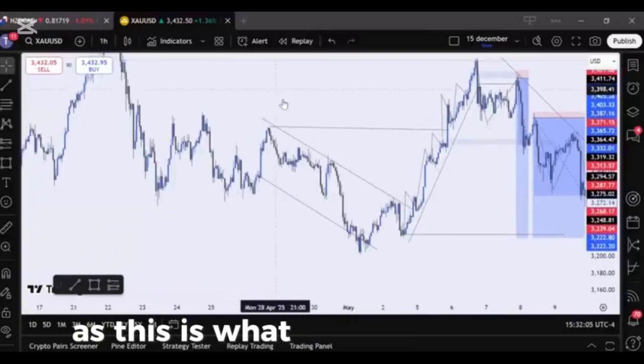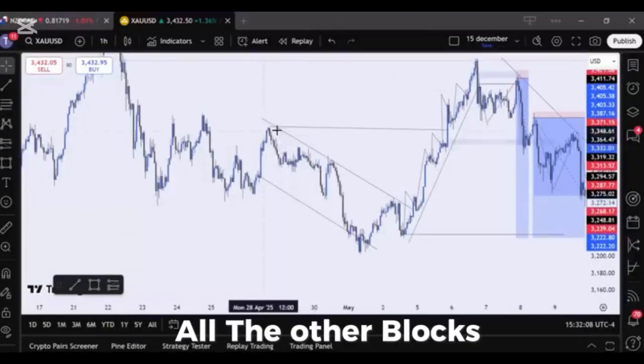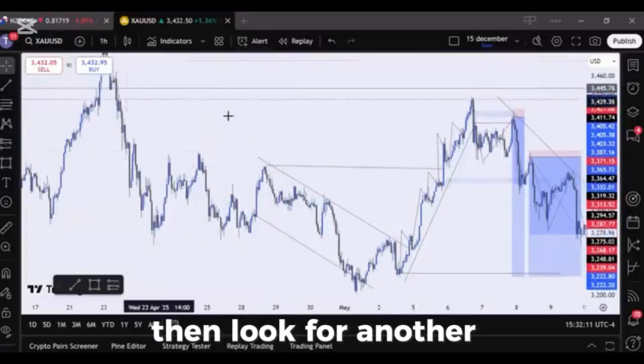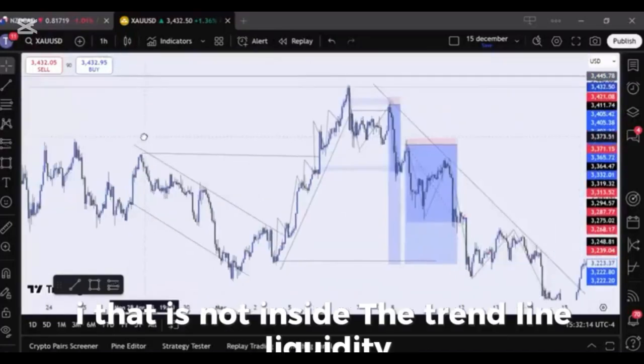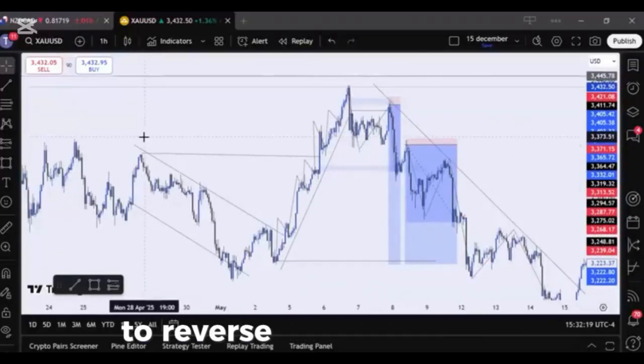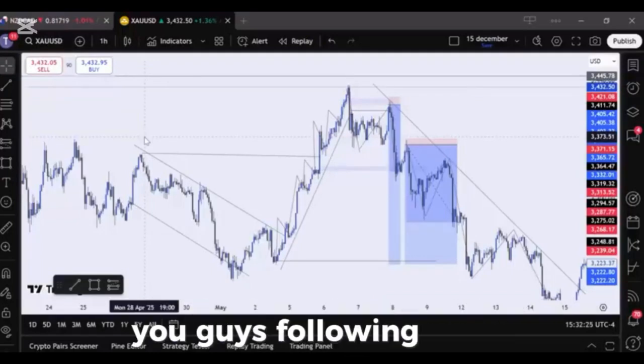Same thing as this, this is trend line liquidity. All the other blocks here did not sell the market until market cleared that trend line liquidity. They look for another POI that is not inside the trend line liquidity. So do not look for trades to reverse market direction while the liquidity type that is there has not yet been cleared. You guys following me?